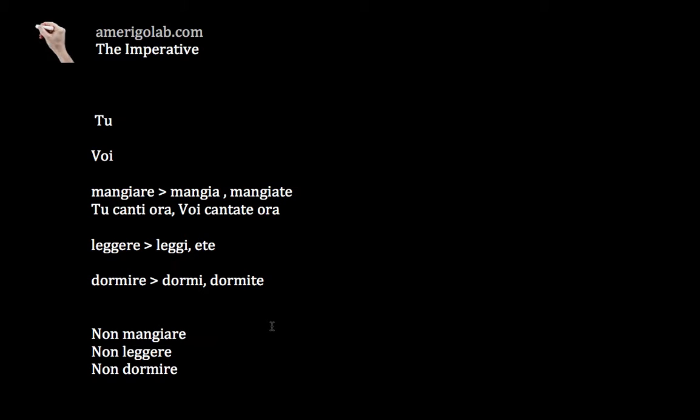When instead you want to do the negative for voi, you simply put non in front of the regular imperative form. So non mangiate. Non, let me make a space here. Non leggete.